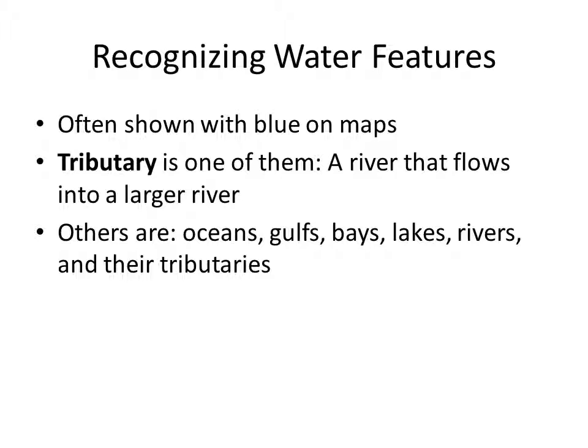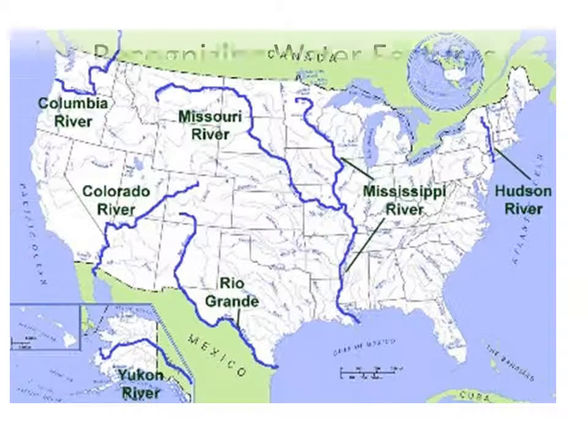So when we look at maps and we want to recognize water-related features, they're often shown in blue on maps. And one term for a water-related feature that you should know is tributary. A tributary is a water-related feature, and it basically refers to a particular river that flows into a larger river. Other water-related features are oceans, gulfs, bays, lakes, rivers, and their tributaries.